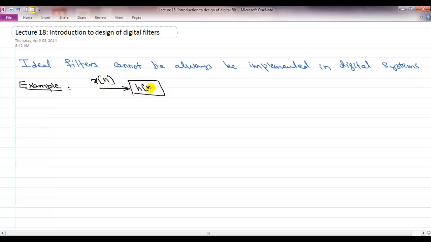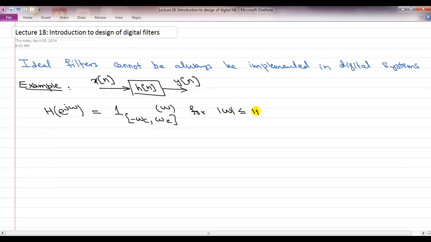The example is you're given this system, an LTI system, h[n] is its impulse response, and based upon all the specifications you say that the filter has to be a low pass filter. So you come up with the frequency response of the filter to be 1 between minus omega c and omega c, for omega between minus pi and pi. So this is our ideal low pass filter, which we have seen many times in class, and it has a cutoff of omega c.